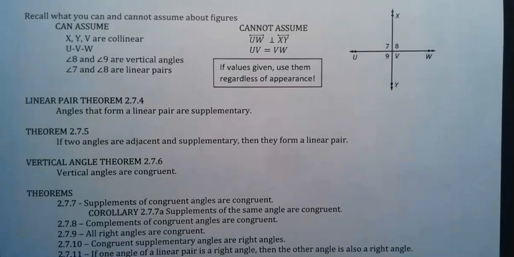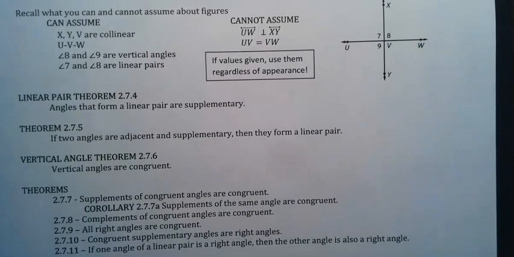All right. Recall what you can and cannot assume about figures. When you are looking at figures, there are things that you can and cannot assume. You can assume that X, Y, and V are collinear. If we're looking here, X, Y, and V are on the same line. You can assume that. You can also assume betweenness, that U, V, and W, V is between them. It doesn't mean it's equal, it's just between them.